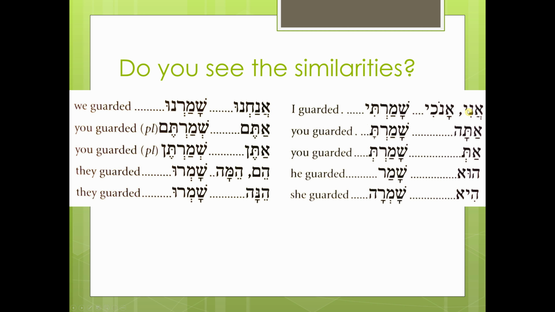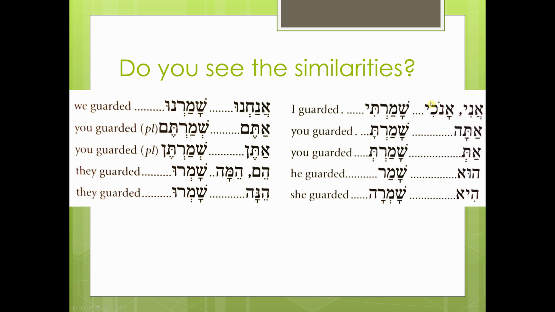Let's look first at ani or anochi. This is the first common singular pronoun, common because it's used for both genders, and it means I, basically. So either a woman could say this, Sarai could say this, or Avraham could say this, Isaac can say this. It doesn't matter. It works for all genders. And then we have shamarti, I guarded.